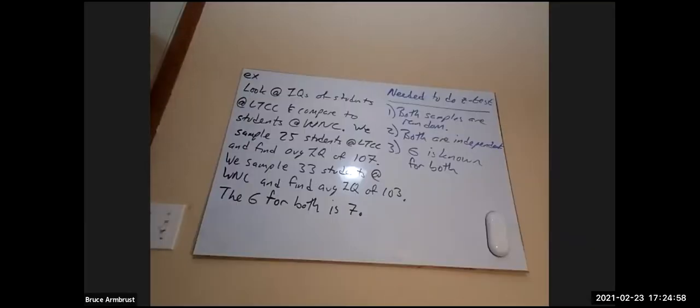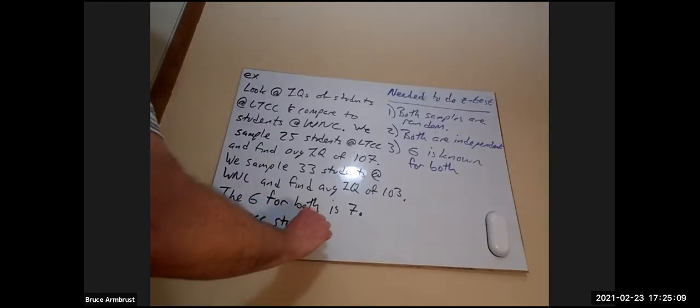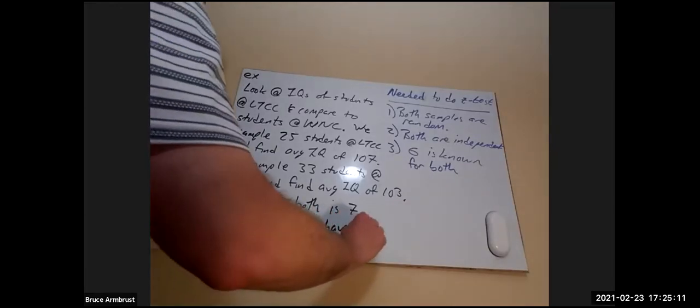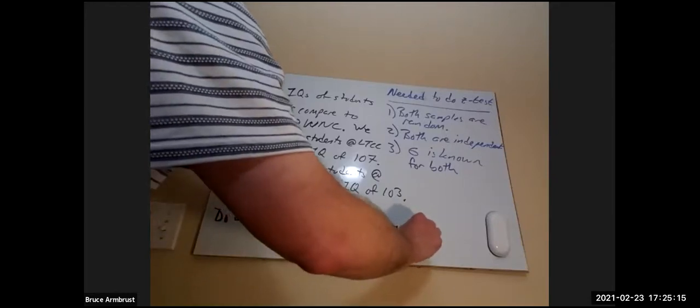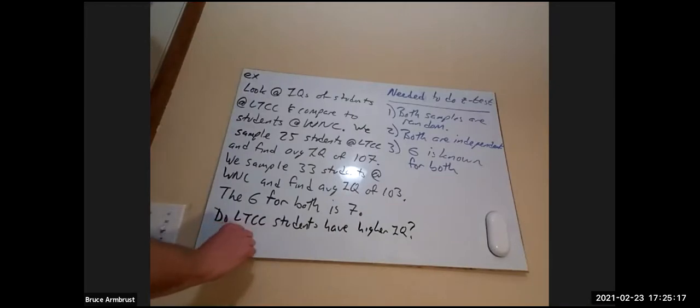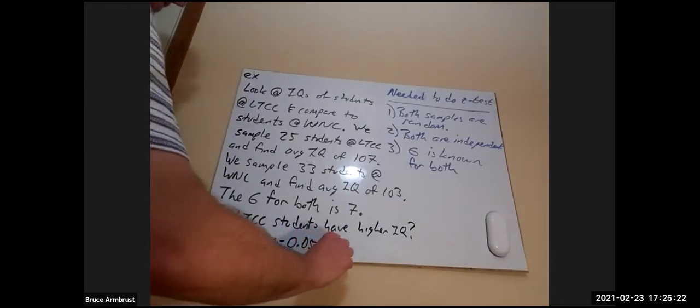All right, so here's the question. We want to know, do LTCC students have higher IQ? Let's test at the alpha equals 0.05 level.